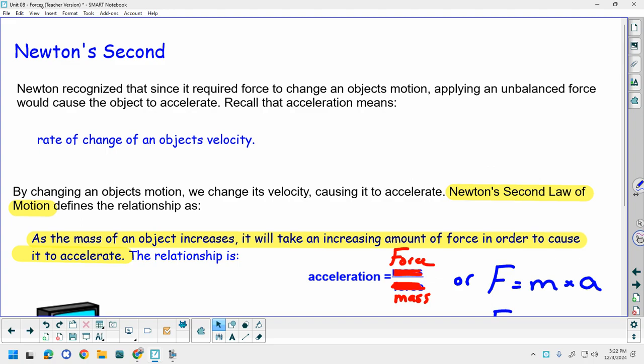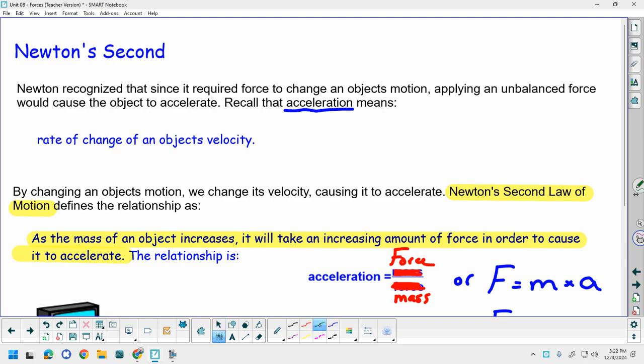So Newton's first law of motion tells us that an object at rest will stay at rest and an object in motion will stay in motion at constant velocity unless acted upon by an unbalanced force. So if there is an unbalanced force acting on an object, it will cause that object to accelerate. Remember, acceleration means rate of change of an object's velocity. So when there's an unbalanced force acting on something, the object will either speed up, slow down, or change direction.